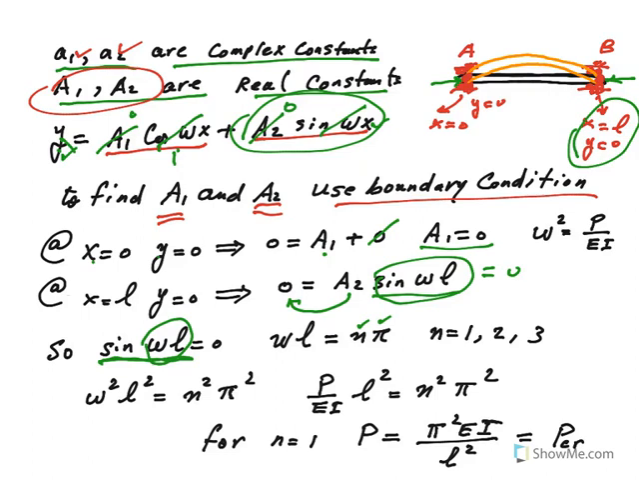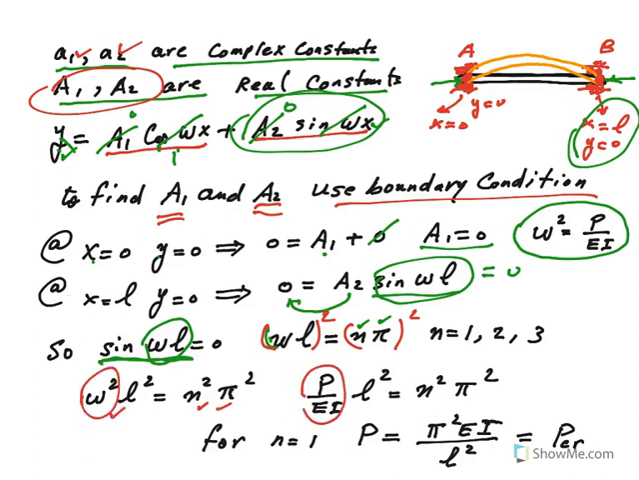All right. So remember now, omega squared was what? P over EI. Remember we used that substitution for convenience. Now it's time to actually put it back. So in order to bring omega squared, I squared both sides of this guy. So I got omega squared L squared equal n squared pi squared. Now what is omega squared? It is P over EI. So P over EI times L squared equals n squared pi squared.